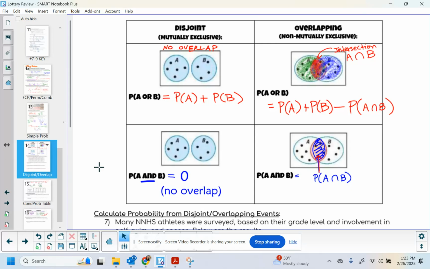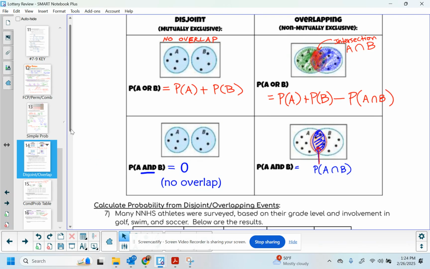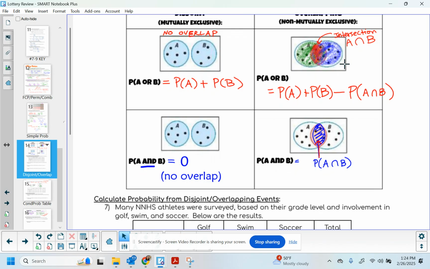So for disjoint and overlapping probability, we are just looking at, do the two things overlap or not? Because when they do, and you're asked for the probability of A or B, you have to remember to subtract out the overlap. Whereas if we're asked for A or B and they don't overlap, we can just add those together.